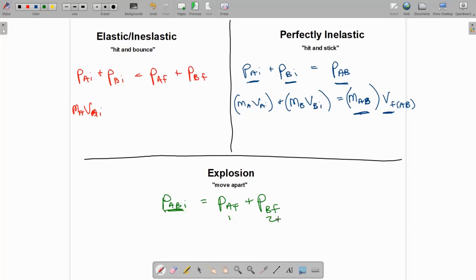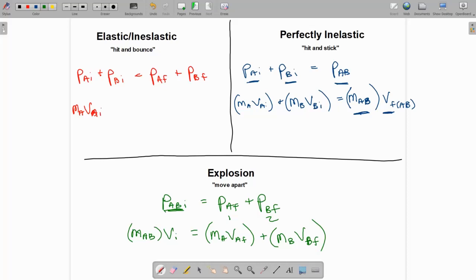And we can write it again like this. We would write the mass of A and B together times their initial velocity is equal to mass of A times velocity final of A plus mass of B times the final velocity of B. So again, they start together, they move apart. It's the same idea. The initial momentum must be equal to the final momentum.